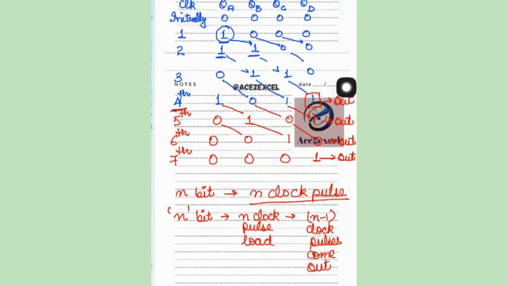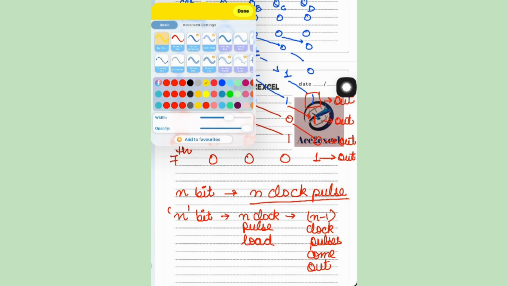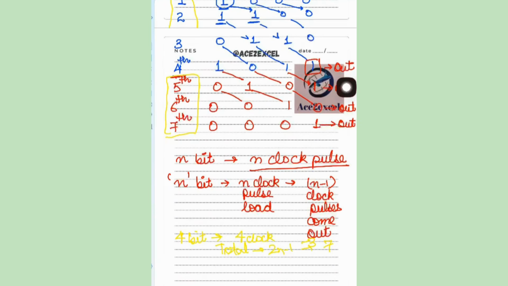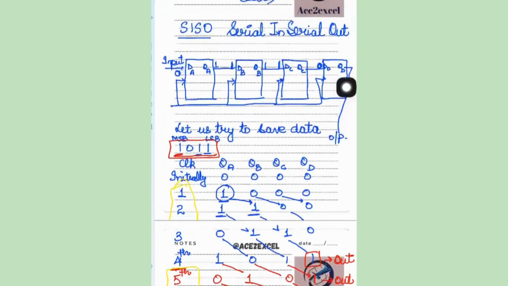I'll try to explain the things which we are technically talking about. We had 4 bits data. For completely loading, 4 clock pulses were needed. Further, to bring it serially out, n minus 1, that is 4 minus 1, that is 3. So total clock pulses needed are 2n minus 1, which is equal to 7. That is known as serial in, serial out.